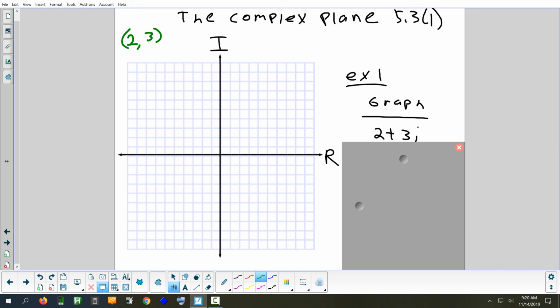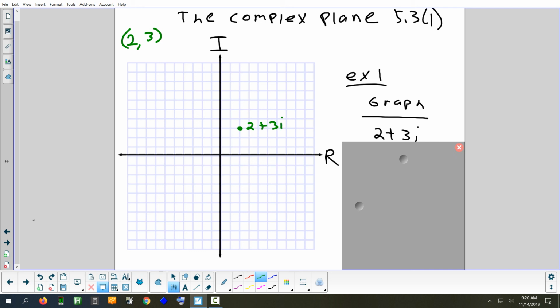Right and up are positive, left and down are negative. So 2 units on the positive, so 2 to the right on the real. And what's the imaginary part here? 3. Is it positive or negative? Positive. So it means 3 up. So 2, 3. That's the point 2 plus 3i.